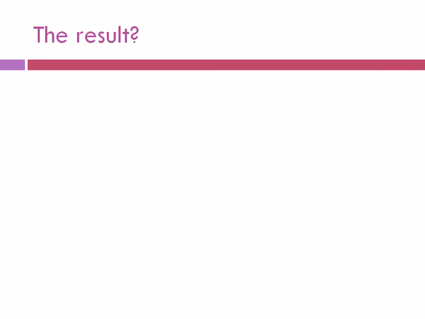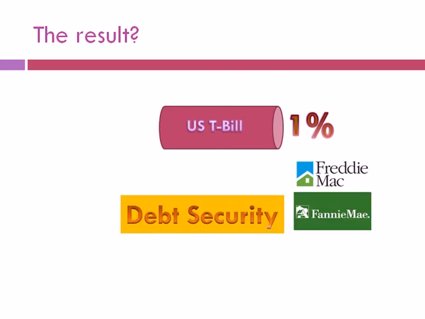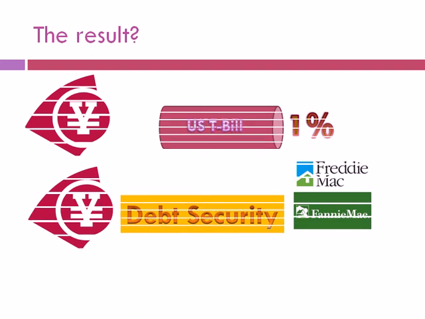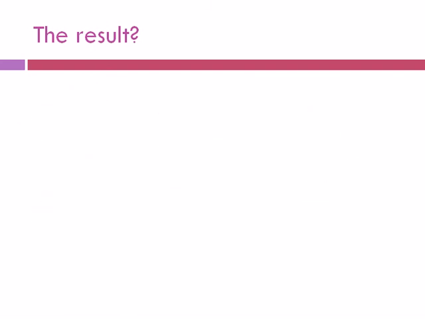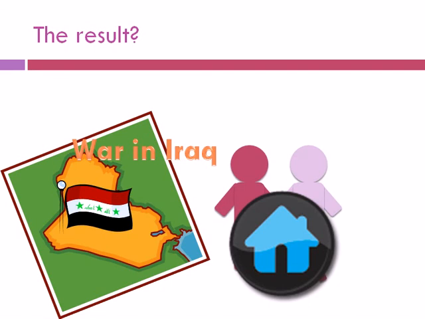The result, when Treasury bills were at an all-time low of about 1%, and Freddie and Fannie were issuing mortgage-backed securities, the Chinese bought them up, thereby keeping interest rates down. So what was done with this inflow of Chinese capital? Well, it was used to finance projects such as the war in Iraq, and it was also pumped into the secondary mortgage market, which helped American families purchase homes.